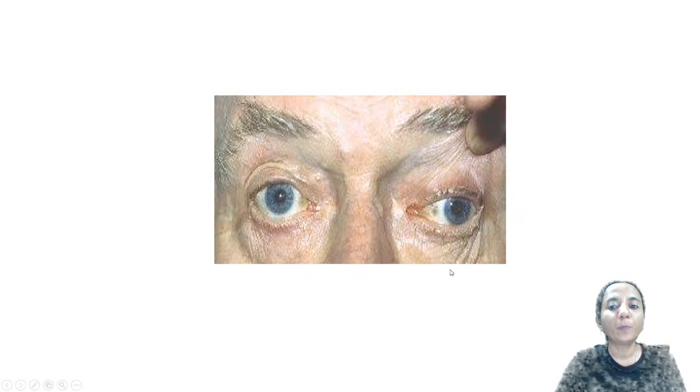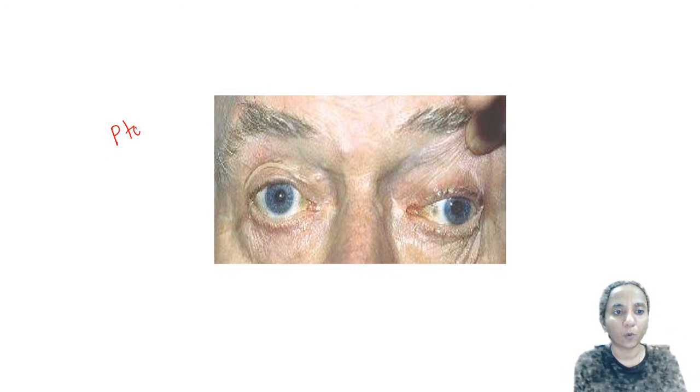But if it is a pupil involving third nerve palsy, then it is going to look something like this. So see in this picture, what do we see? We see that there is a ptosis.